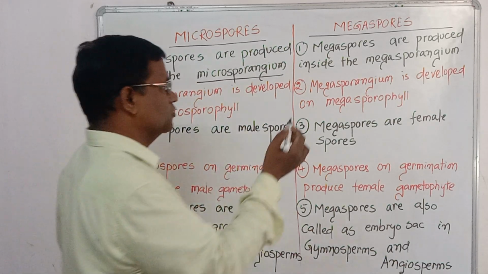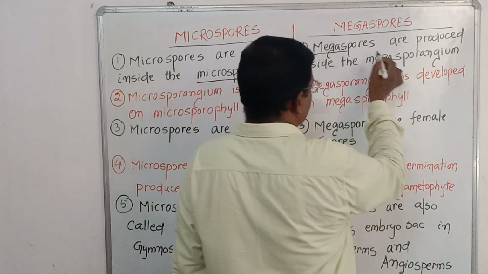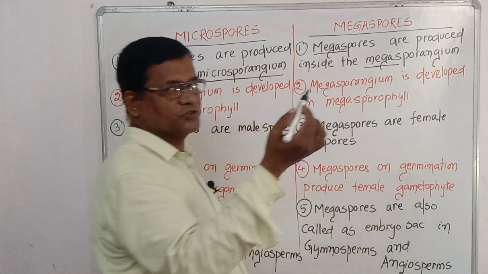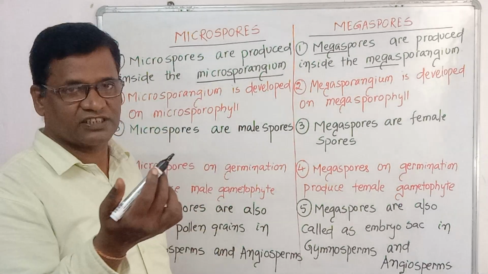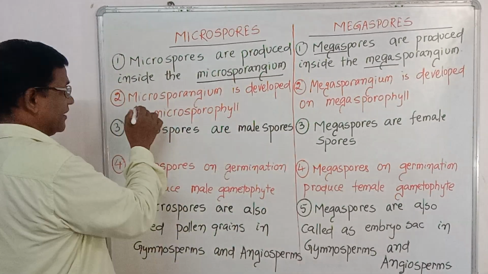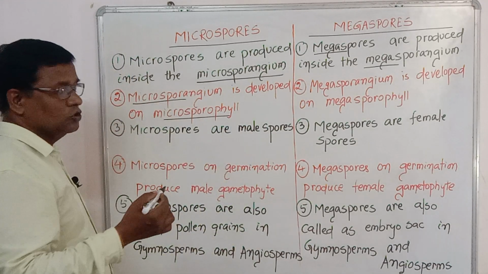Like that, megaspores develop from the megasporangium. Here it is mega. There is no confusion. Mega goes with mega, micro goes with micro. Now, the microsporangium develops from another structure that is called the microsporophyll.